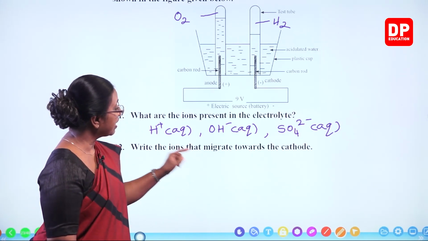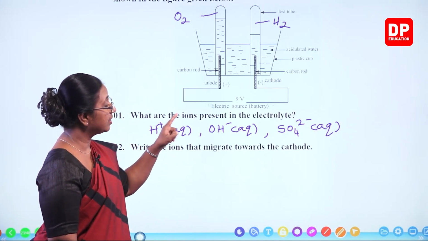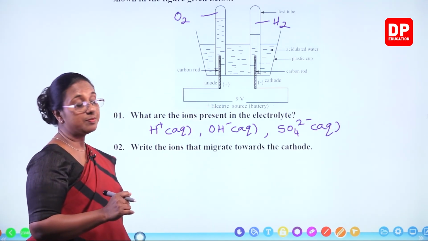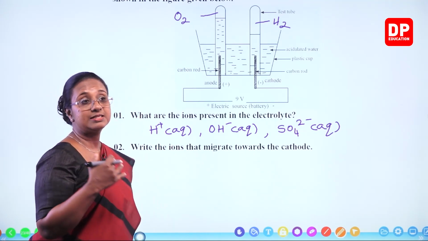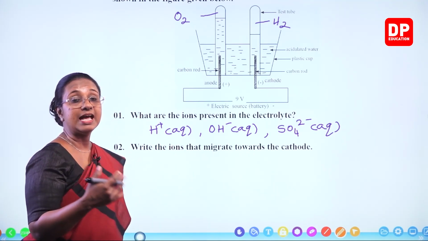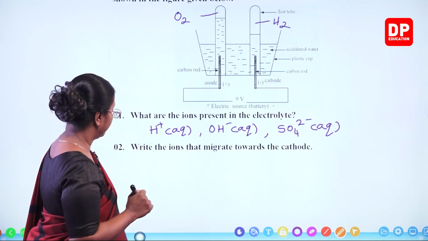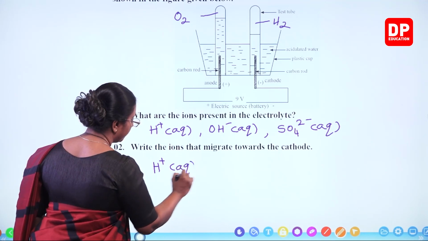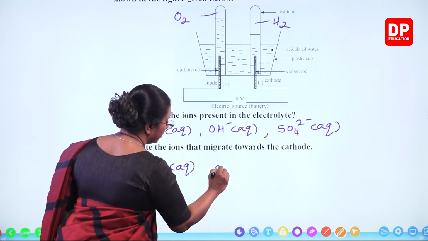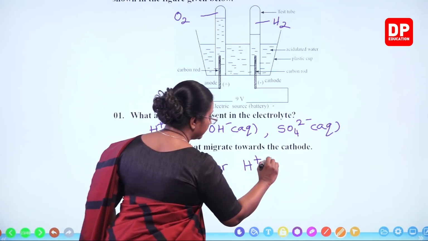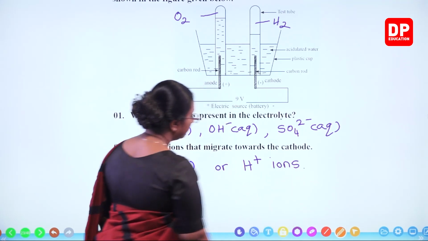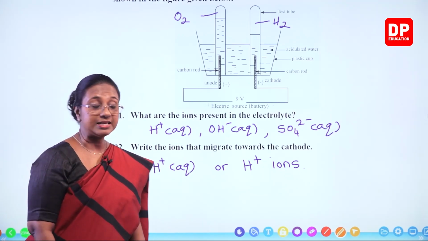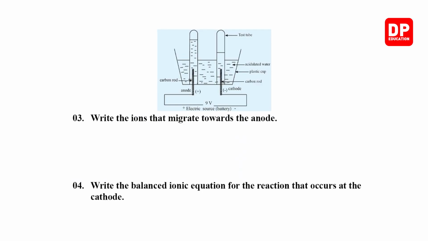Write the ions that migrate towards the cathode. Cathode is where reduction occurs. So cathode is the negative terminal. So it is only H plus ions from water and acid that migrate towards the cathode. So it is H plus aqueous, or we can say H plus ions. You can write the answer in any way. Then I'll move on to the next slide where we discuss the rest of the questions.